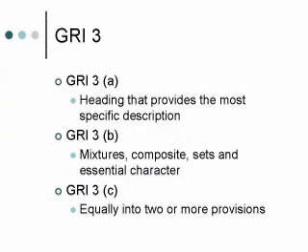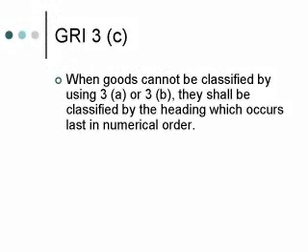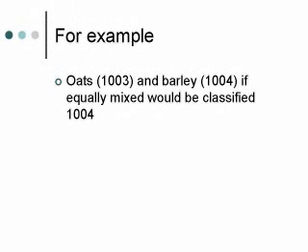The final part of Rule 3 is used when the goods can fall equally well into 2 or more provisions of the harmonized tariff. GRI 3, in Part C, states that if the goods cannot be classified by using the first 2 criteria, the goods should be classified under the heading that occurs last in numerical order from among those that equally merit consideration. An example would be the mixture of oats and barley. The oats are 1003, the barley is 1004. So the correct classification for the mixture is 1004, as there is no other classification for the mixture.